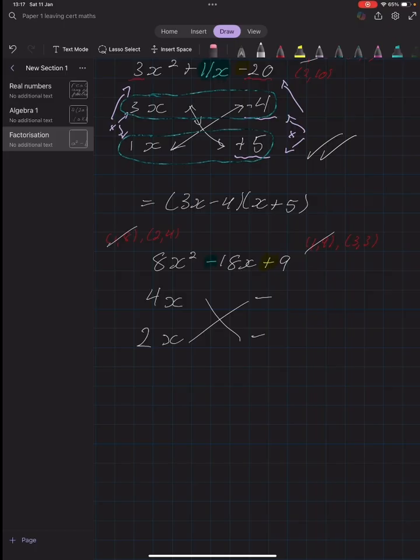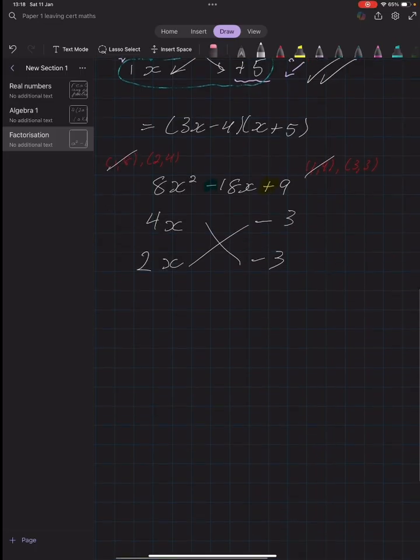So the only way here is for 3 and 3. Okay, and we'll check. 4x times minus 3 is minus 12x. 2x times minus 3 is minus 6x. Minus 12x minus 6x is minus 18x. 4x times 2x is 8x squared.